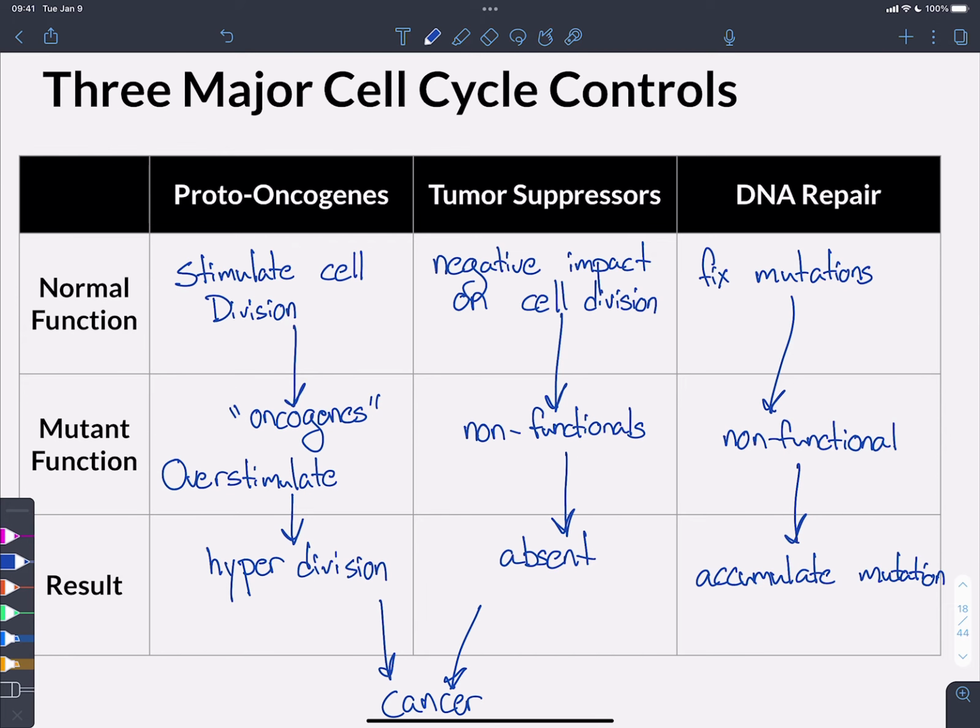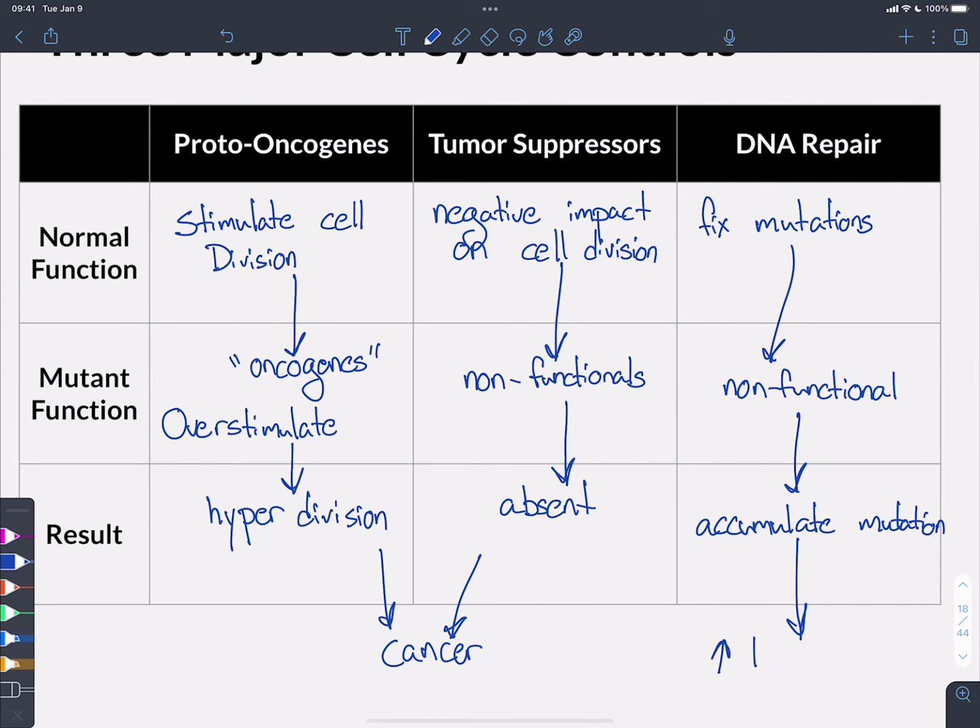So while you absolutely do need mutations in your proto-oncogenes and your tumor suppressors simultaneously in the same cell in order to become cancerous, you don't need to have mutations to DNA repair genes to do the same thing, but really it just increases the likelihood of cancer.